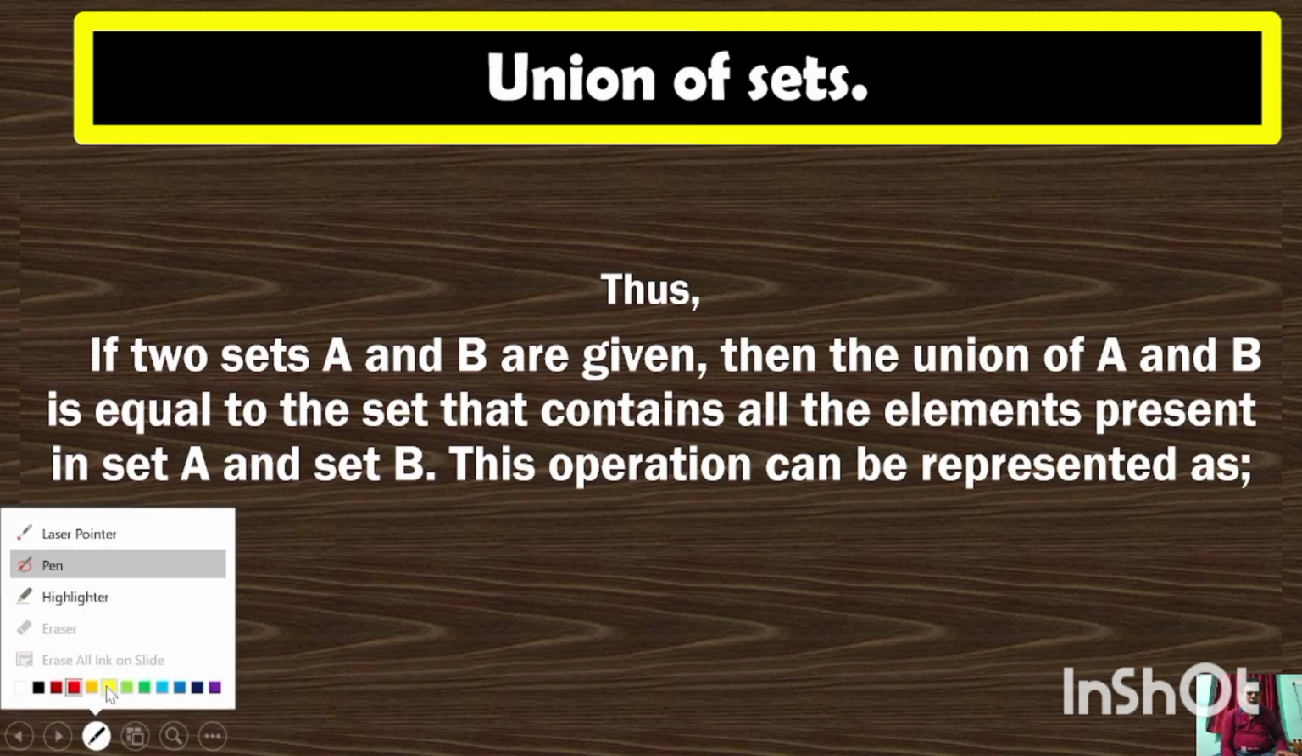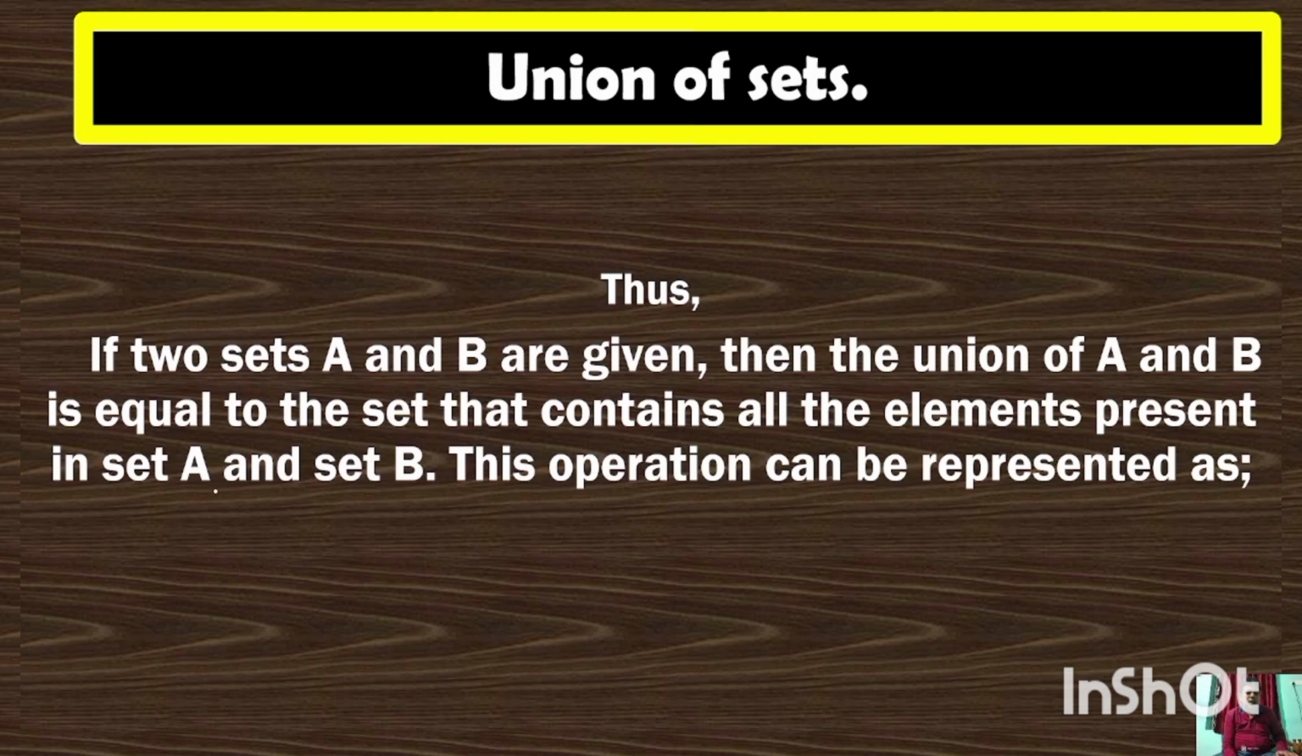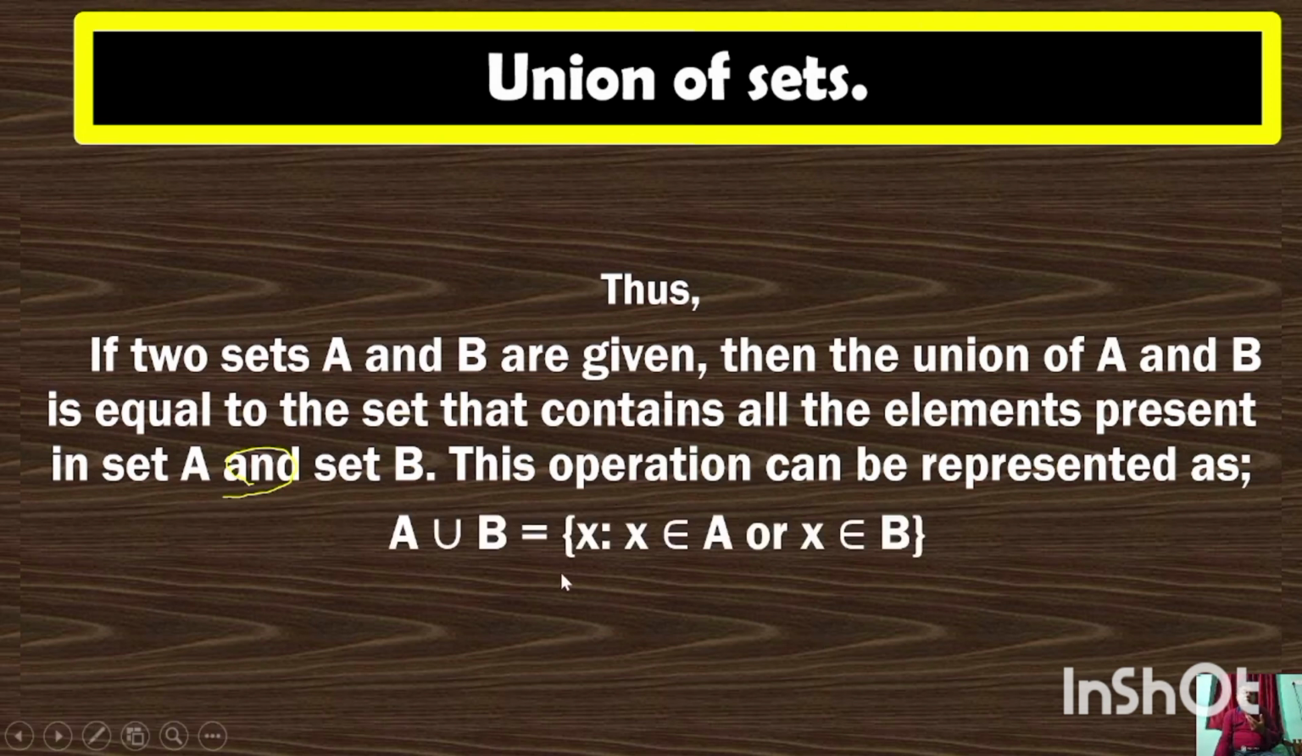See here, the union of sets is a set formed by the combination of sets A and B, another set, by taking all the elements that are present in the set A and in the set B. So this operation can be represented, as already discussed, A ∪ B = {x : x belongs to A or x belongs to B}.